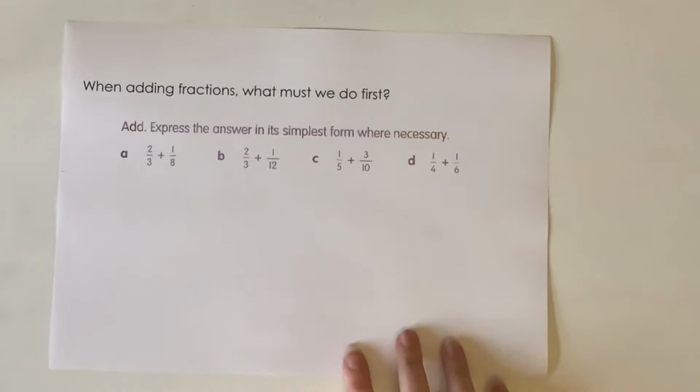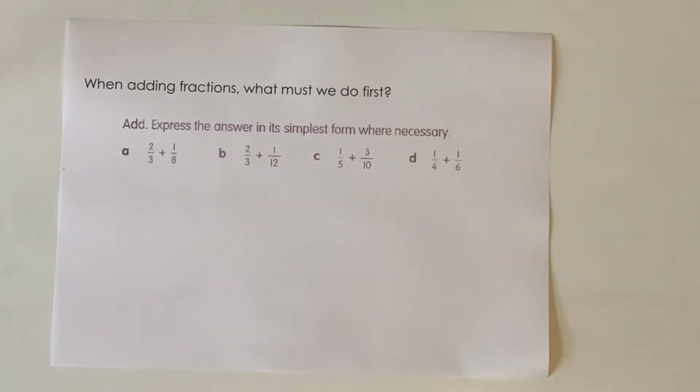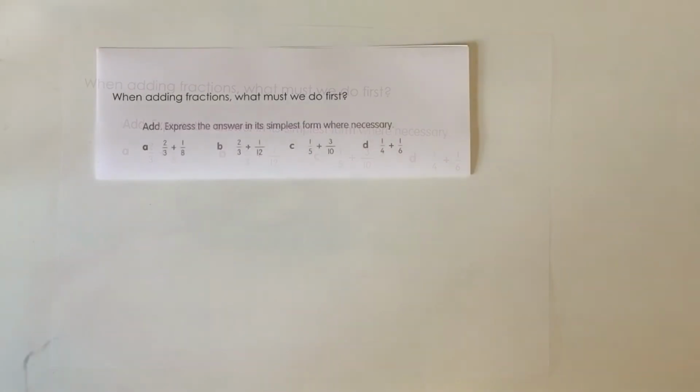Right, looking at adding fractions. Okay, when adding fractions, what must we do first? When adding fractions, it's really important that we make the two fractions like fractions first. So we need to convert the fractions so that the denominators are the same in order for us to add it. Right, let's look at this first one together.